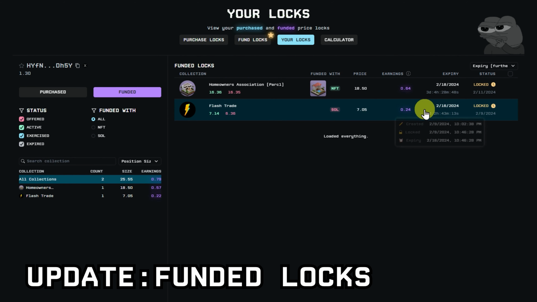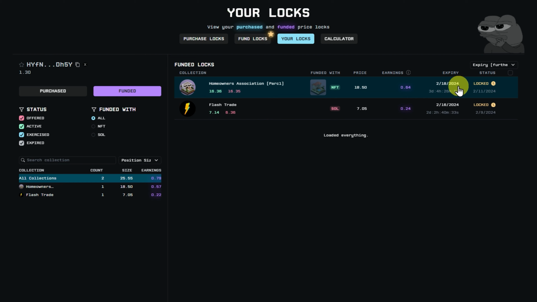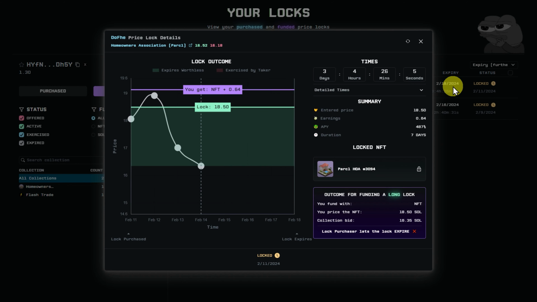This Flash Trade has 2 days and 2 hours remaining, and at the moment, if things stay the same, you can see the lock purchaser lets the lock expire, so I'm going to get back my SOL and yield. And with my parcel NFT, you know that I set it at a higher rate. The floor price moved up, someone purchased the lock, and then the floor price has started to move down. So at the moment, this lock is likely going to expire worthless, as the lock purchaser will just let the lock expire. So I'll get back my NFT and 0.64 SOL. I've already gotten the SOL, however.